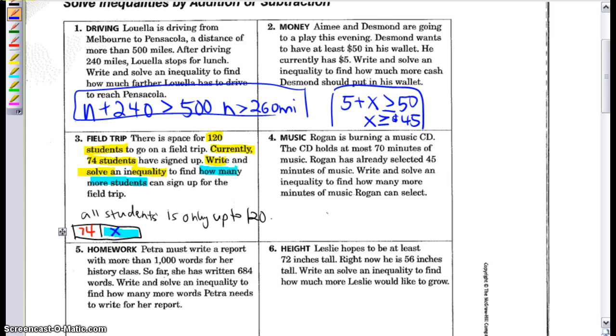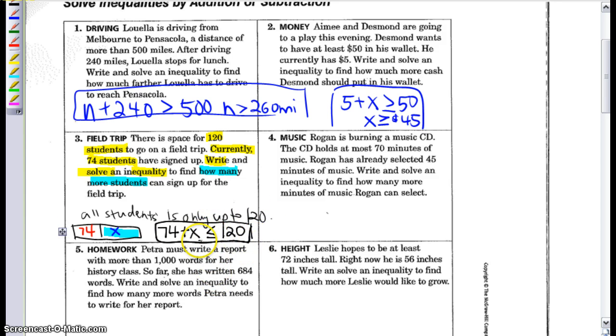And since this box represents all the students going, which can only be up to 120, we would write our inequality as 74 plus x. You can only have up to 120, which means you can't have more than that. So then that means 74 plus x will be less than, but it could be equal to as well, 120. So that's the inequality I'm going to use, and as I write my inequality, I'm then going to solve that inequality.